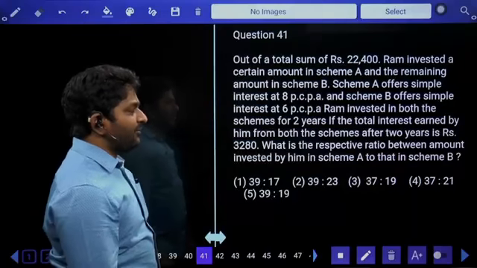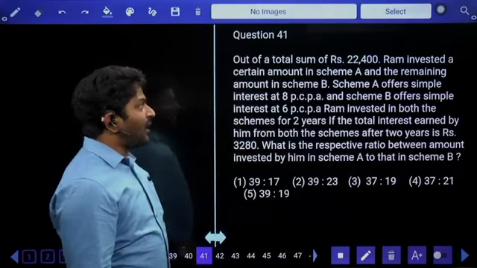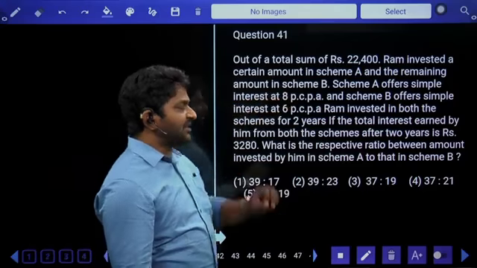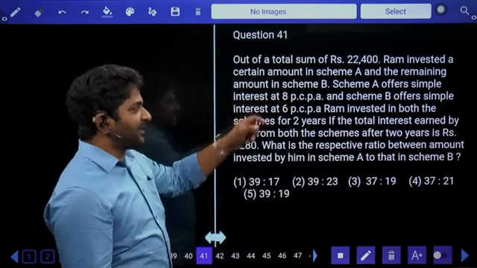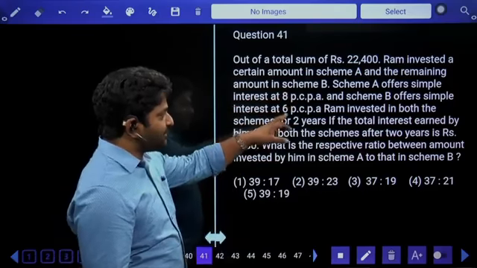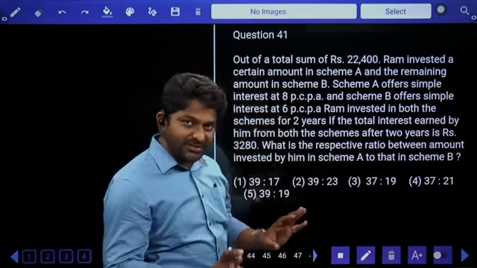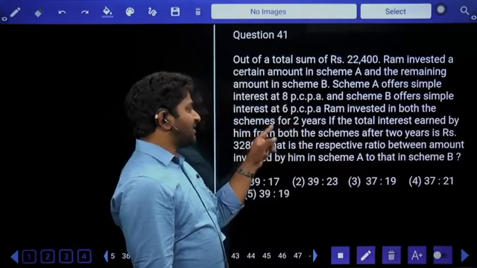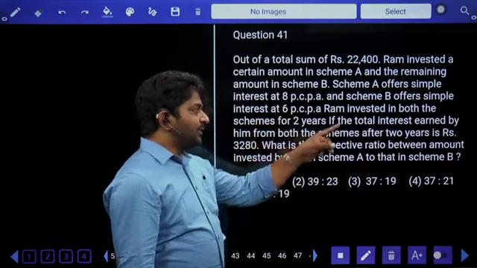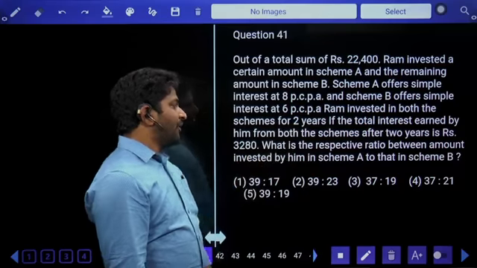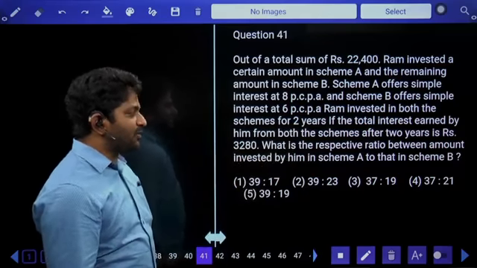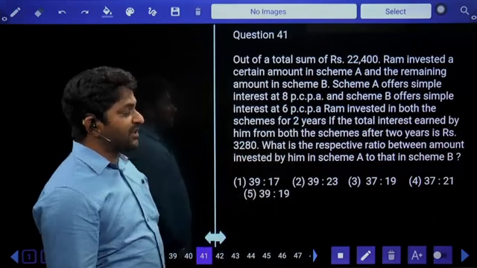Out of total sum of 22,400, Ram invested a certain amount in scheme A and the remaining amount he invested in scheme B. Scheme A offers simple interest at 8% per annum and B offers simple interest at 6% per annum. Both offer simple interest only, but the difference is the rate of interest. Ram invested in both the schemes for 2 years. If the total interest earned by him from both the schemes after 2 years is 3280, what is the respective ratio between amount invested by him in scheme A and scheme B?